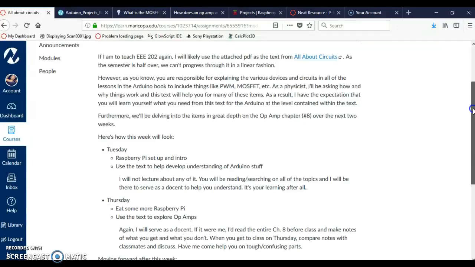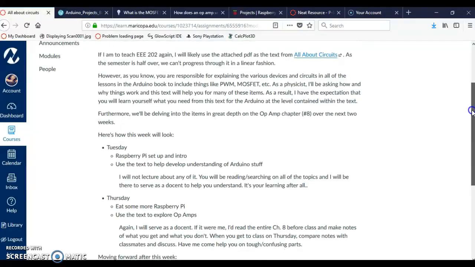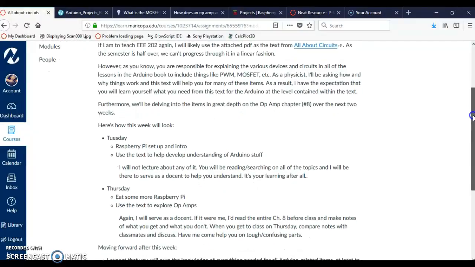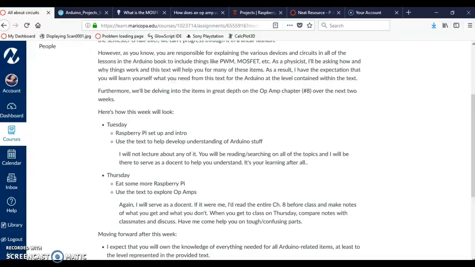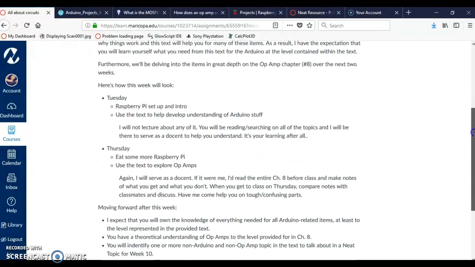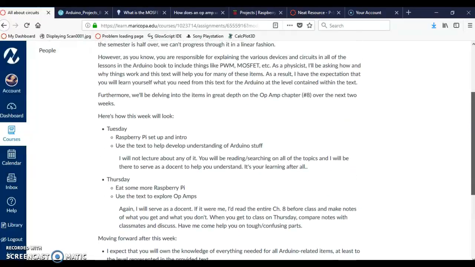We went over all the devices that were mentioned in the Arduino book for the beginning of the week. We touched on our Raspberry Pis finally, and we explored op amps at the end of the week.